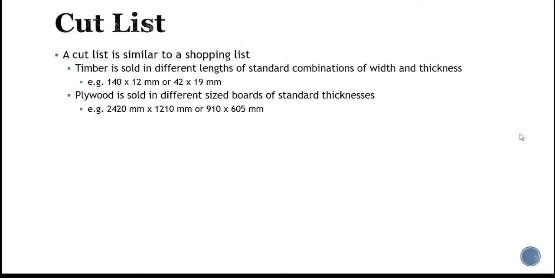Plywood, on the other hand, is sold in different size boards of standard thicknesses. So it's 2420 by 1210 millimeters, which is a pretty big board. That's a standard size. 910 by 605 is a whole lot smaller. But the standard thicknesses are 3 millimeters, 6 millimeters, 7 millimeters, etc. You don't get 4.23. You just get what you get, and the characteristic dimension for plywood is its thickness.